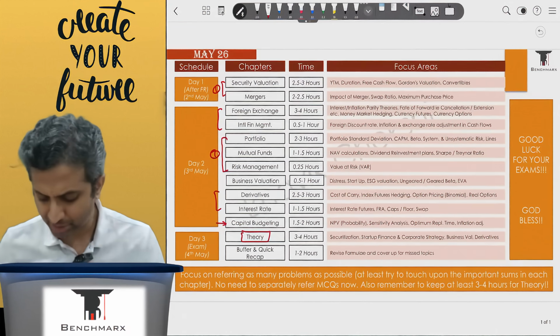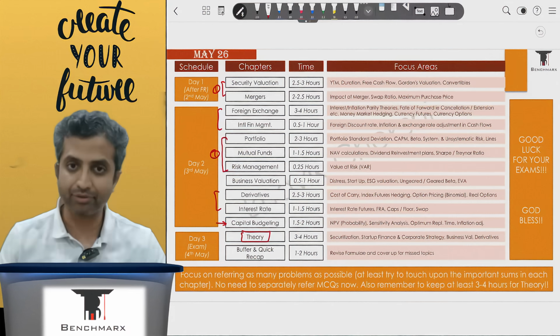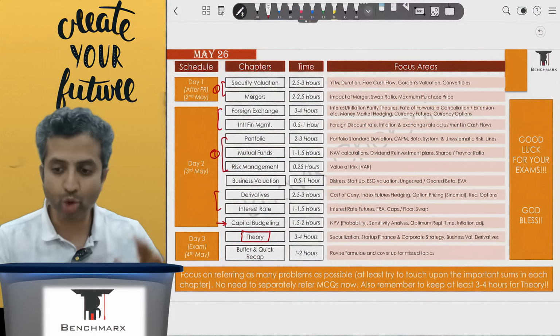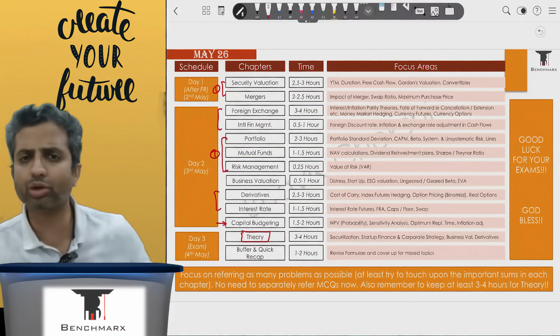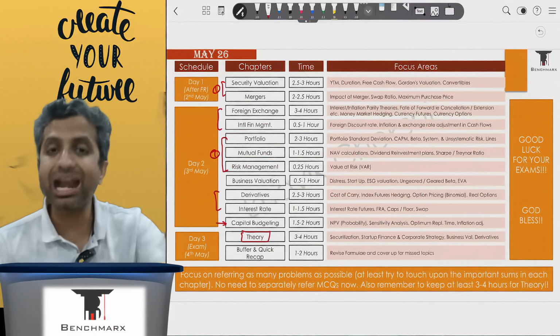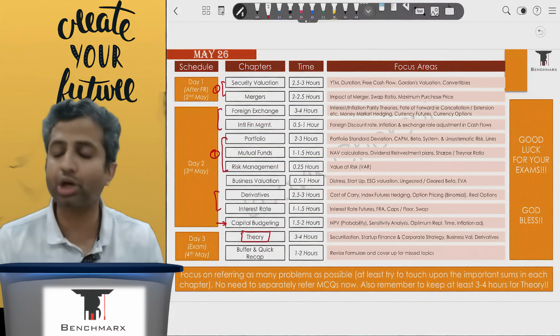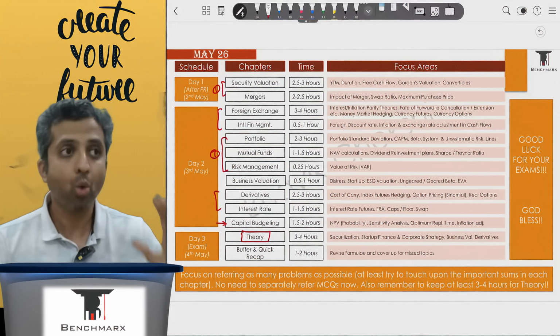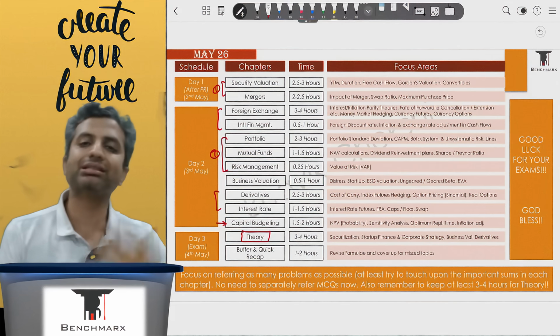But as much as possible, try to focus on an exhaustive coverage. I know it is very easy to say, but don't ruminate on what has gone in the paper. That is now not within your control, but the next paper and the other papers are still within your control, and you don't want to miss one crucial hour just thinking about FR.